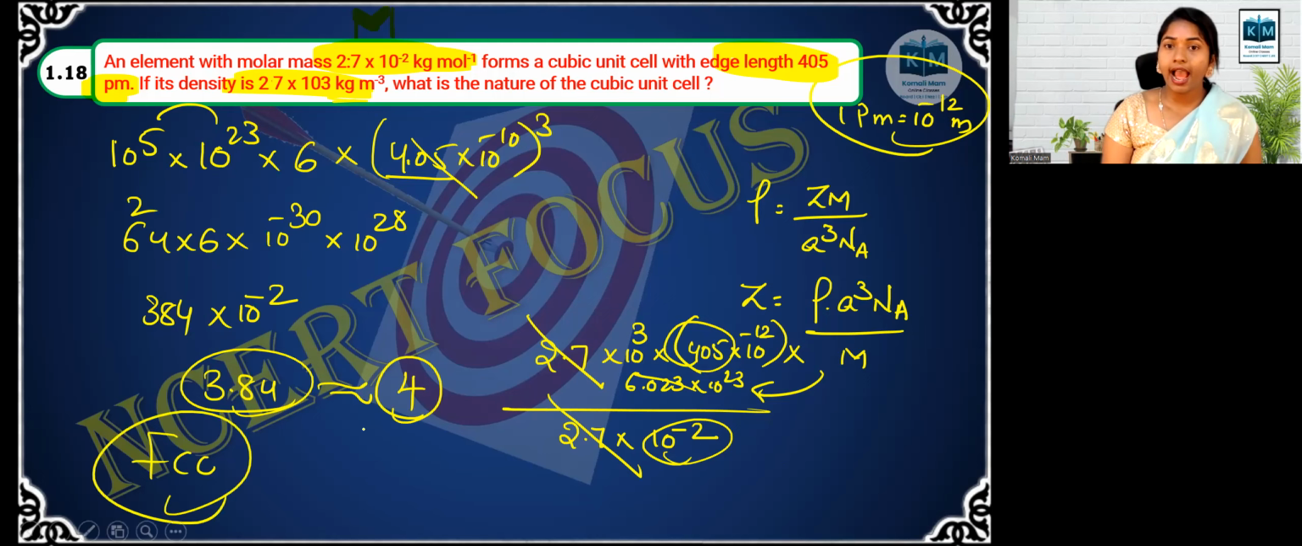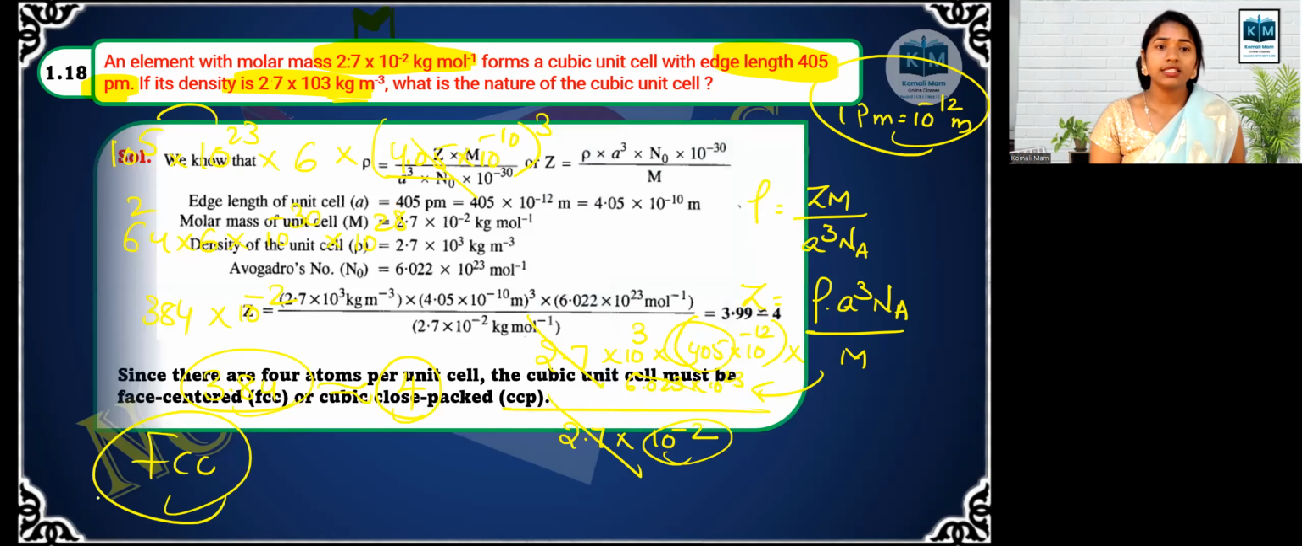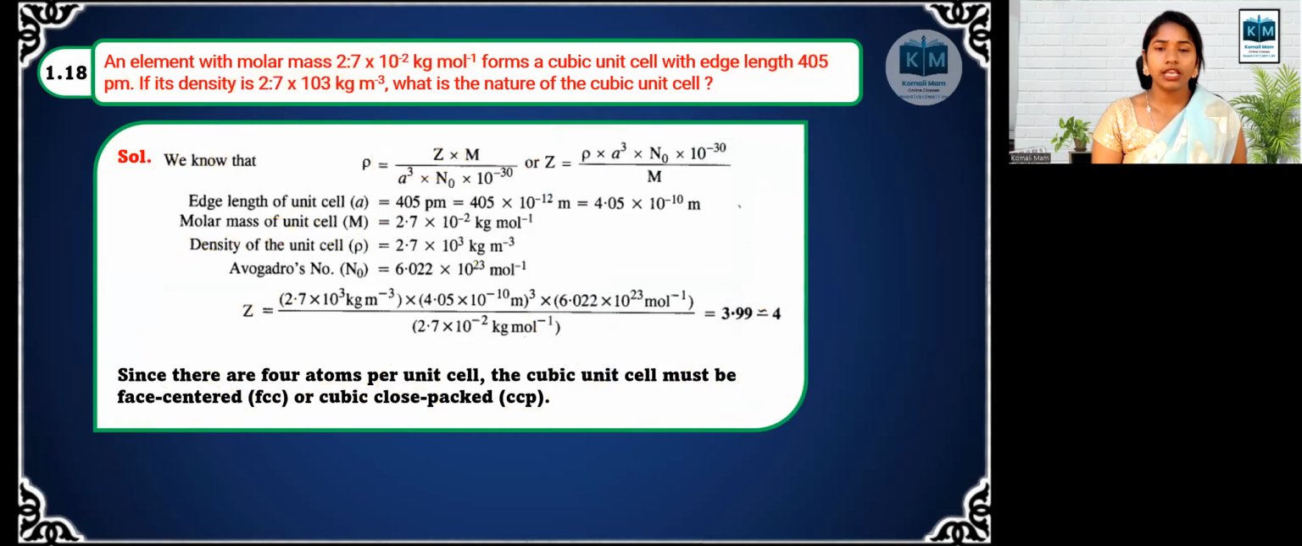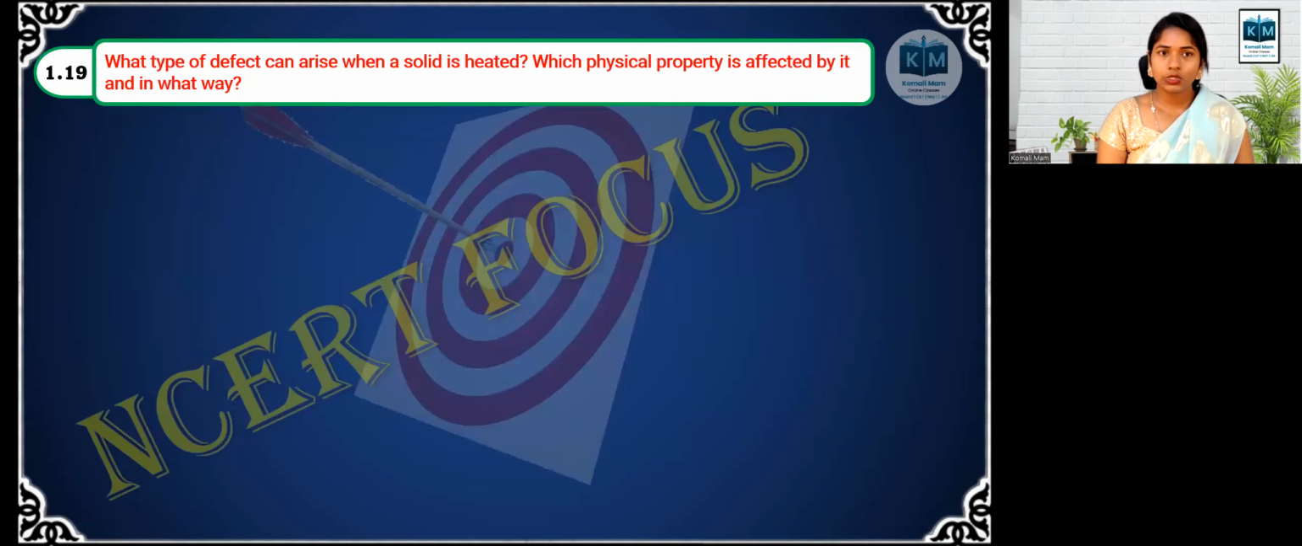So in FCC, atoms are present at corners and atoms are present at face centers. Now this is your solution. If you want, take it out and check it. But if you do it the way I have done, it will be easy for you. See the next one.